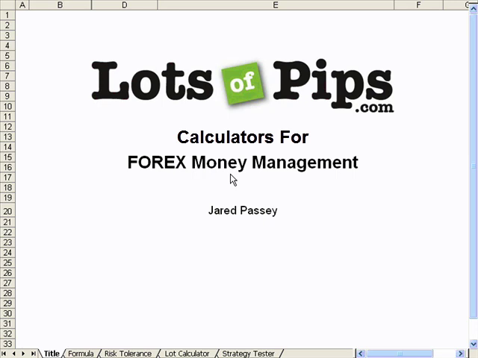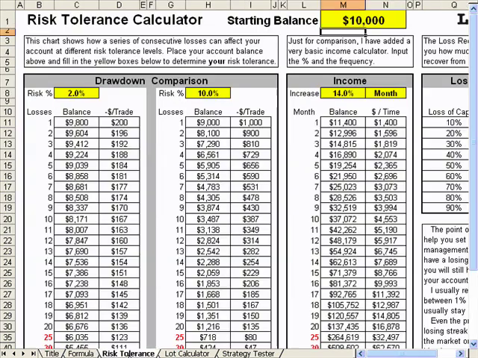But let's get into our money management spreadsheet here. First of all, we want to talk about risk. When we talk about risk, let's look at a risk tolerance sheet that I have. There we go. So this is a risk tolerance calculator.